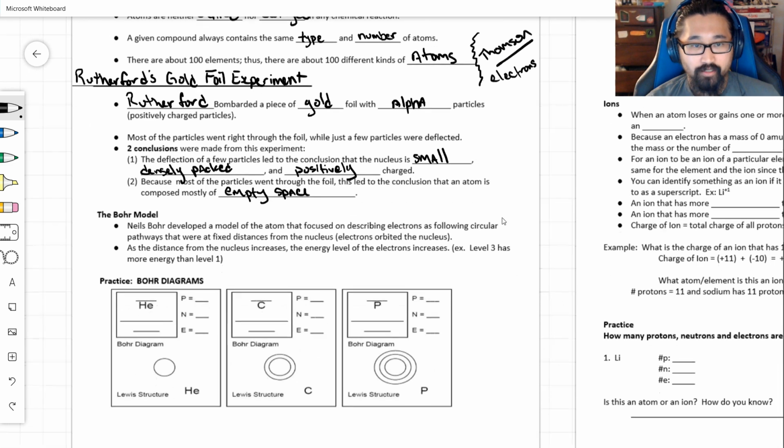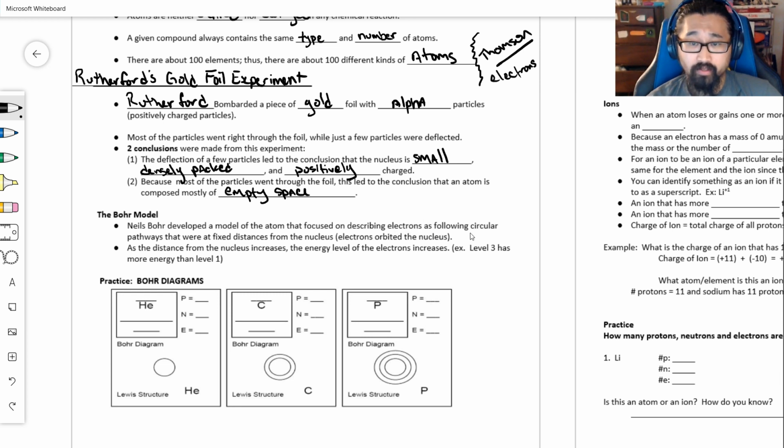Our next gentleman is Niels Bohr. He comes up with a model of the atom. And it's focusing on electrons. Again, that guy Thomson mentioned electrons. Rutherford figured out there were protons. I don't know if they called them protons yet, but he figured out there was a nucleus. There's something positive in there. That was the proton. So Bohr wants to focus on, well, what's on the outside? What's out there? So he made a model that focused on where electrons were.